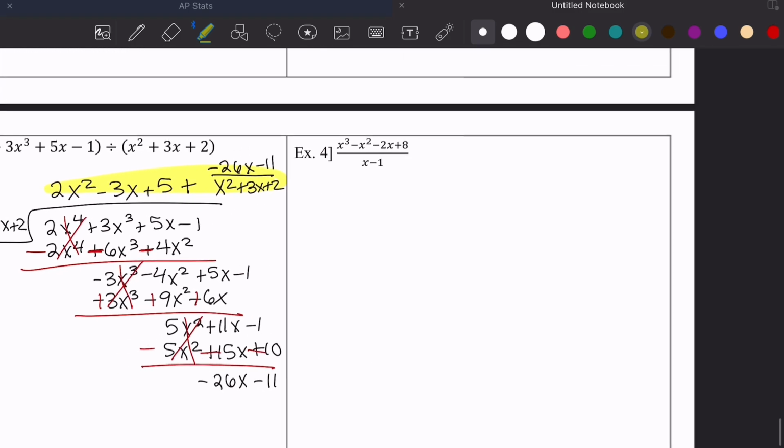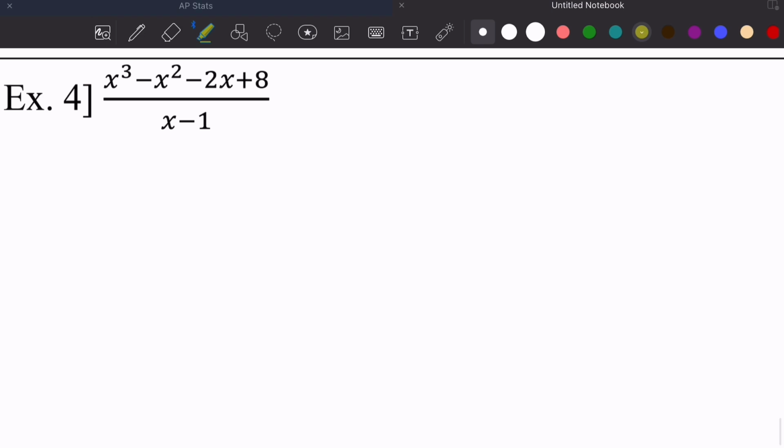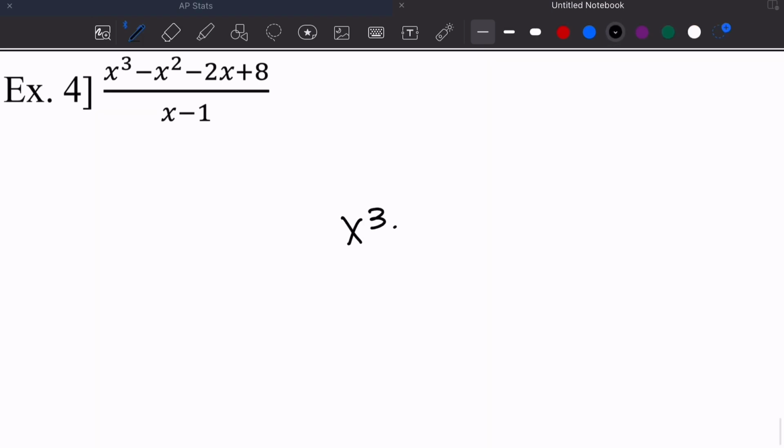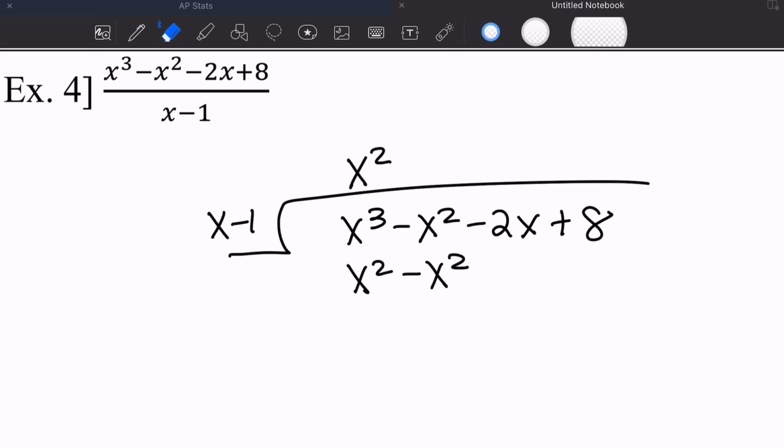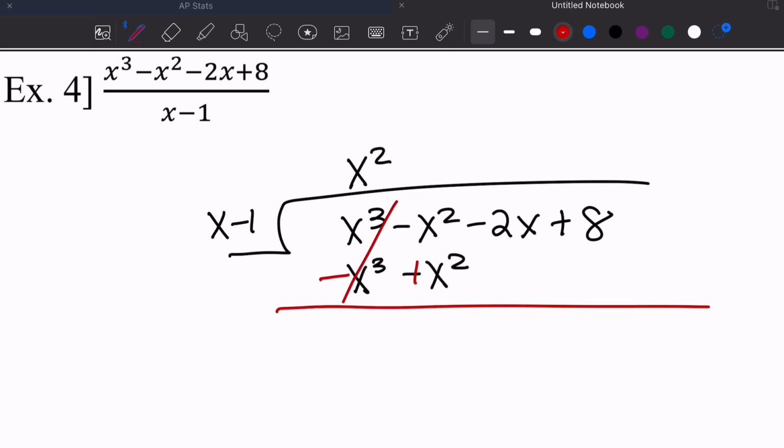Okay, example 4. I have x cubed minus x squared minus 2x plus 8, all divided by x minus 1. Well, what can I multiply x by to get x cubed? That's x squared. So I have x cubed minus x squared. Change my signs. And notice that both the x cubed and the x squared canceled, so I bring down negative 2x plus 8.